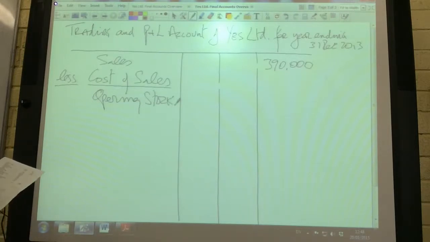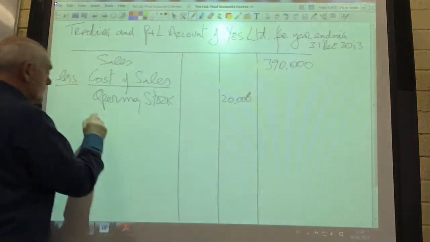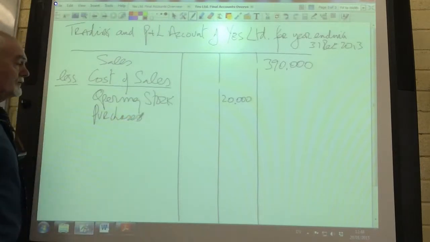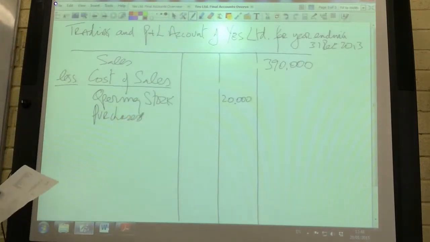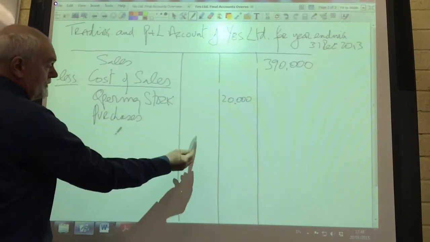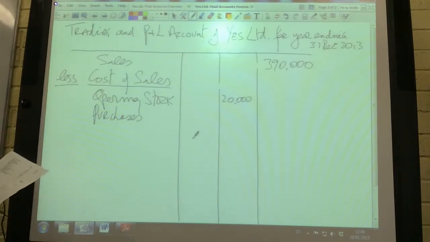So in this question, our opening stock is 20,000. And then we've got purchases. Now we have no purchases returns, or returns outwards. If we had, we'd put the purchases figure here and we'd subtract purchases returns from it and put our answer into the second column here maybe. But in this case, no purchases returns, so 128,000.